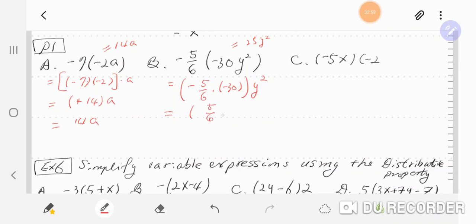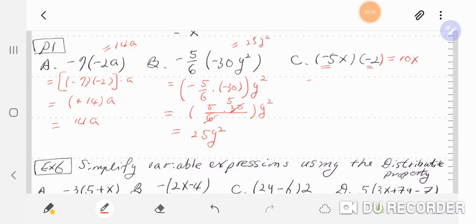5 over 6 times what? 30, right? Like this. And then reduce. So 5 times 5 is 25, y squared. Okay, as I mentioned again, this one takes time, so just multiply the numbers. That is faster. -5x times -2. Okay, what's the number? -2. Then this should be equal to what? -5 times -2, which is +10x.